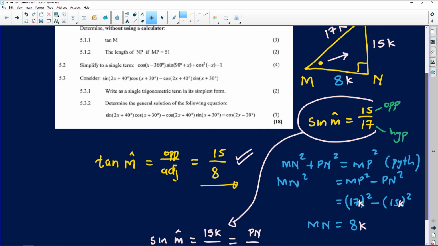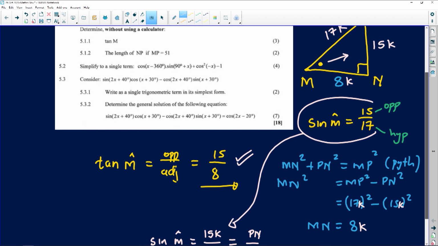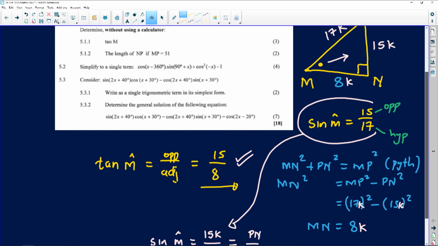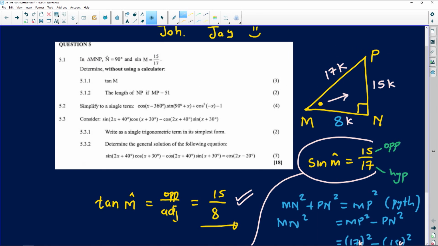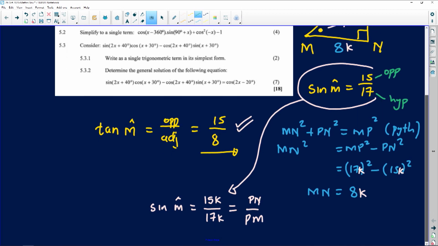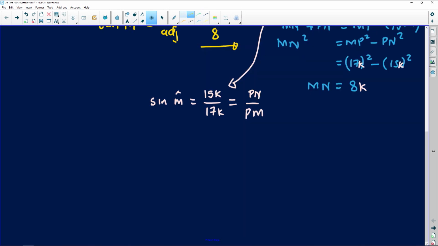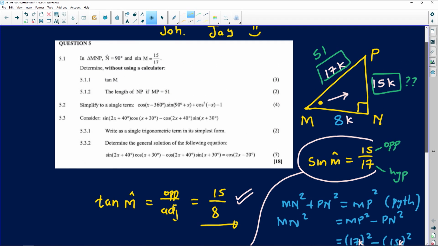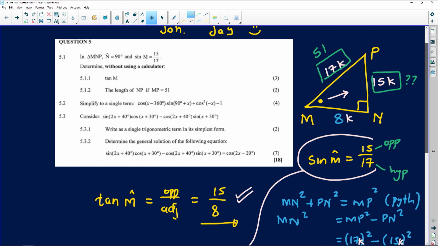Now, that means when you go back to the actual question 5.1.2, they ask for the length of NP. We need to find how long NP is if PM is 51. So that means in my triangle now, the actual length of PM is equal to 51 units. Now we are looking for NP. We want to find how long NP is going to be. So the ratios need to be the same. Let's go back and figure out what that's going to amount to. So I'm just going to divide them and try to find a solution from that. I'll do the ratio of PN divided by PM.